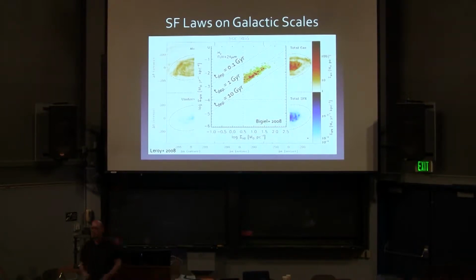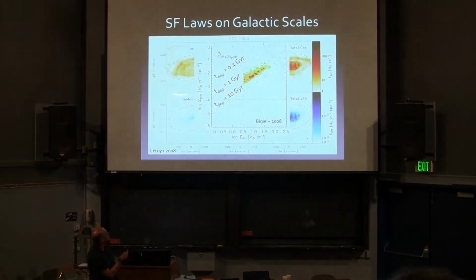If I divide those two, I get a time scale, and that time scale is called the depletion time. It's the time that would be required to convert all of the molecular gas into stars at the currently observed star formation rate. That time, as you can see, is about 2 gigayears. So assuming everything stayed the same, it would take 2 gigayears to turn all the molecular gas in a given pixel of a galaxy into stars.